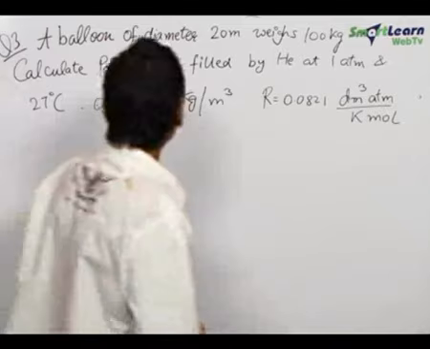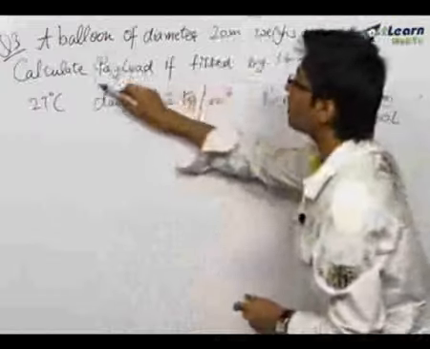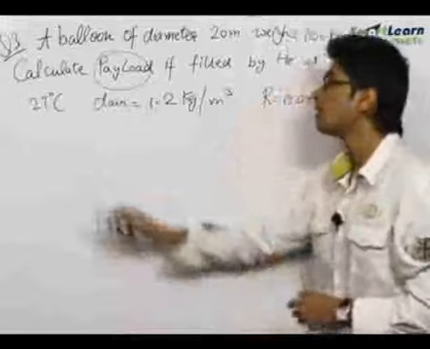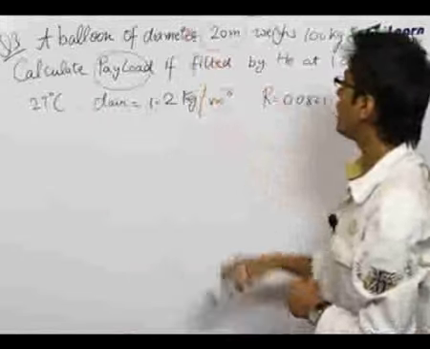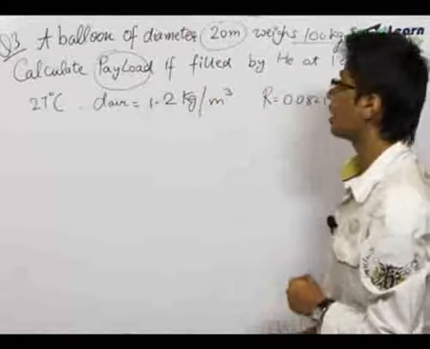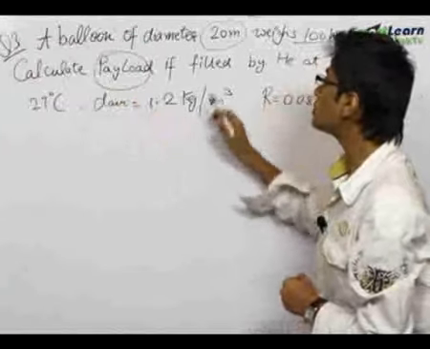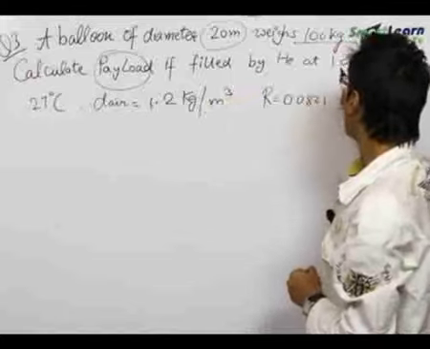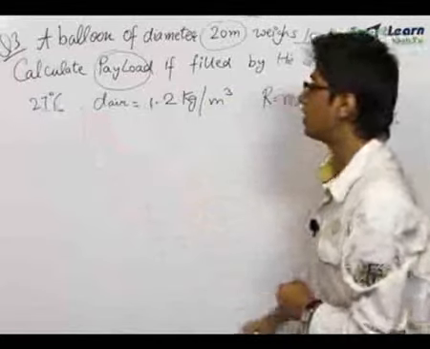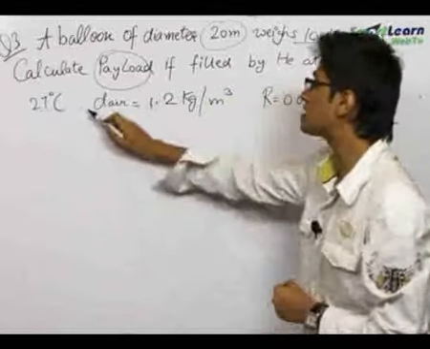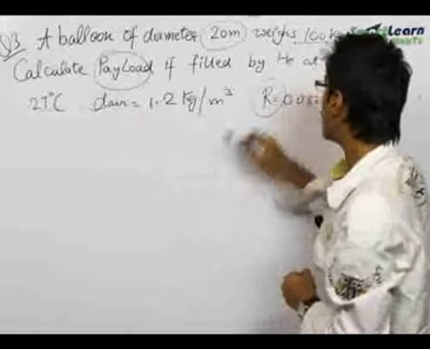Our next problem involves the concept of payload for a balloon. We are given a balloon of diameter 20 meters and weighing 100 kilograms, and we need to calculate the payload if this balloon is filled by helium at 1 atm and 27 degrees centigrade. The two facts given are the density of air and the value of the gas constant R.